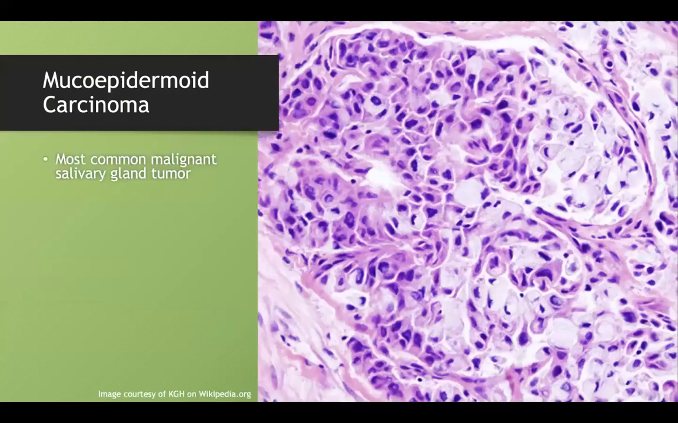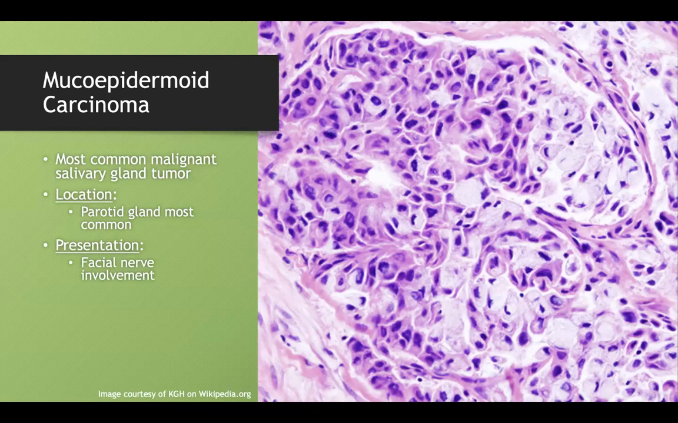So this is the most common malignant salivary gland tumor. It's also located in the parotid gland. So as you can see, all these three tumors I talked about are in the parotid gland. So that's not really going to help you differentiate any of the three. The big differentiating factor between mucoepidermoid and the other two is going to be how it presents, right? It's going to involve the facial nerve, which is not common. The other two don't involve it because they don't invade into any nerves. They're benign, right?